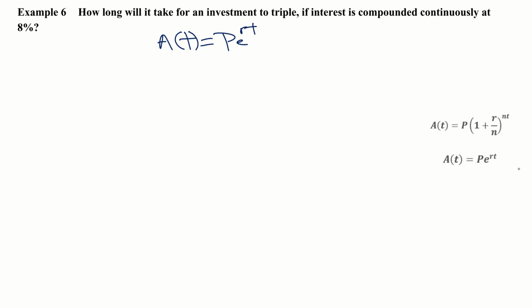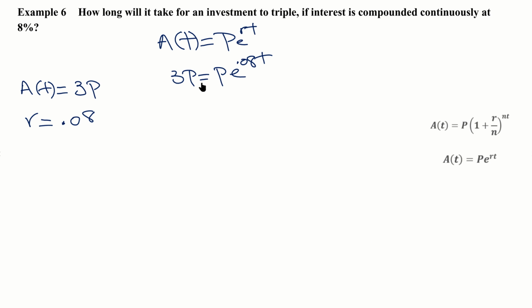All right, so we want to know when A of t is going to be what? 3 times its present value. So it's going to be 3p, right? And we can just use p for the amount. And the interest rate is 0.08, the annual interest rate. And that's all you need. So now you're just going to substitute. So we get 3p equals p e to the 0.08t.